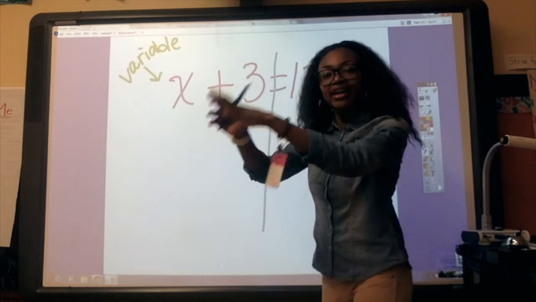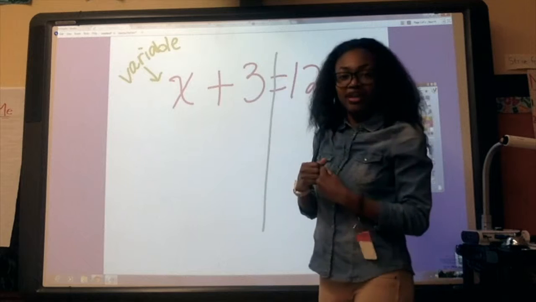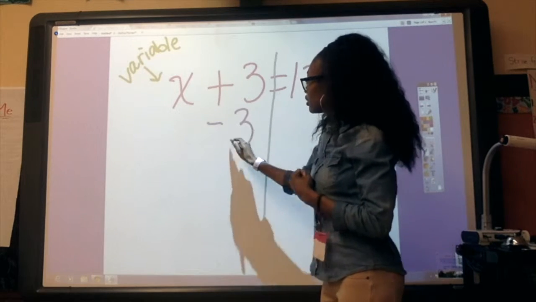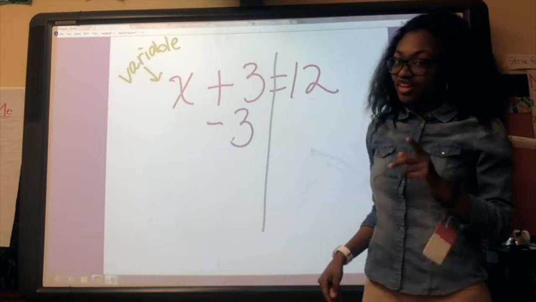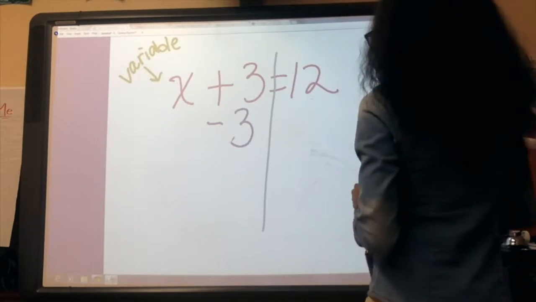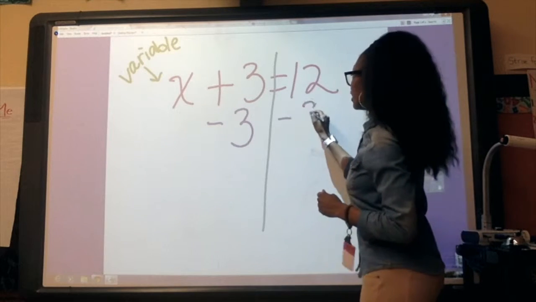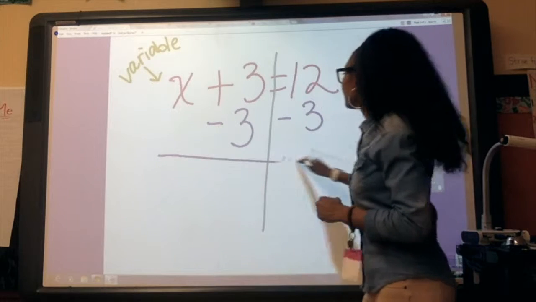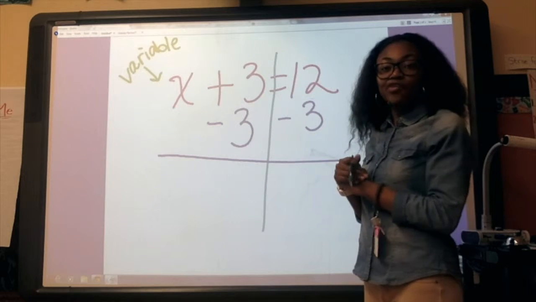So I need to figure out what's the inverse operation of addition. If I'm not adding, that means I'm subtracting. So I need to subtract 3 from my left side. Just like I said, if I do it on the left side, I must do it on the right side. And I'm going to subtract 3 from the right side of my equation. Now we have a whole new equation to solve.